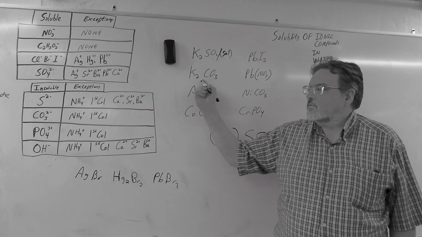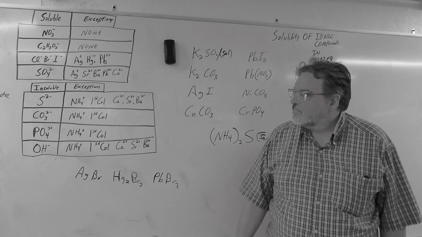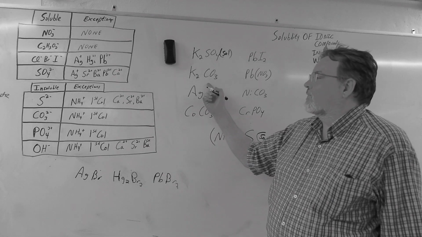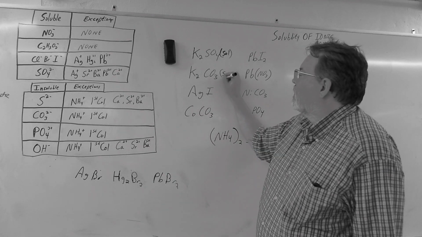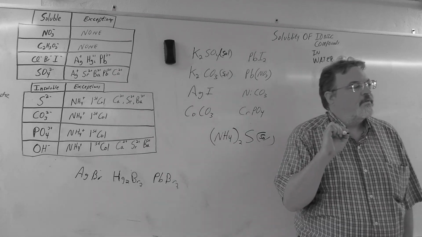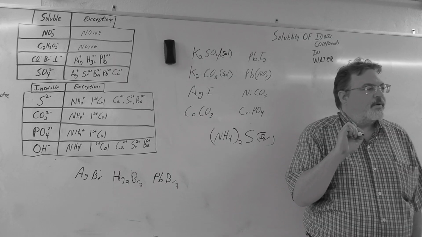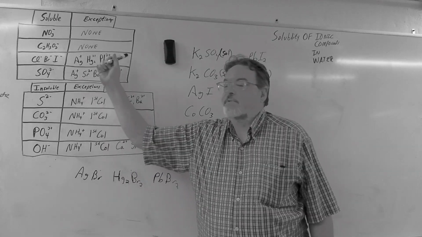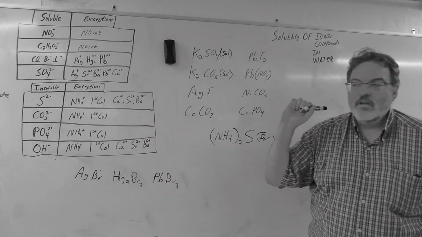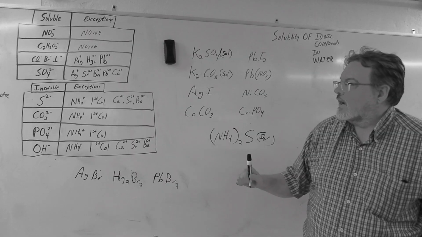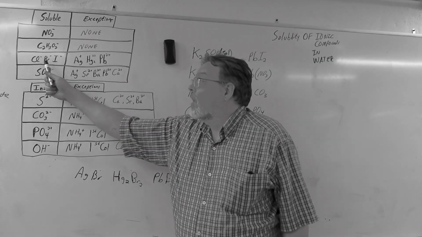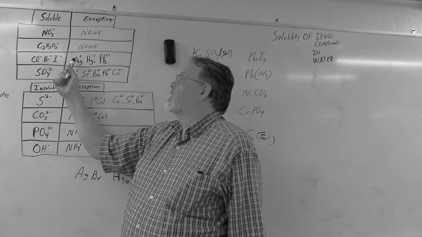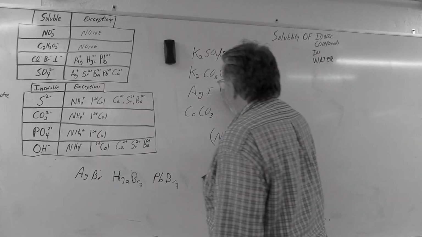Is this soluble, K2CO3? So it's insoluble unless it's this or something from the first column. K is from the first column, so it's soluble. You with me? Down here, the exceptions are soluble. Up here, the exceptions are insoluble. AgI. So here's I. All iodines are soluble except these. Ag is one of the exceptions, so this is insoluble.